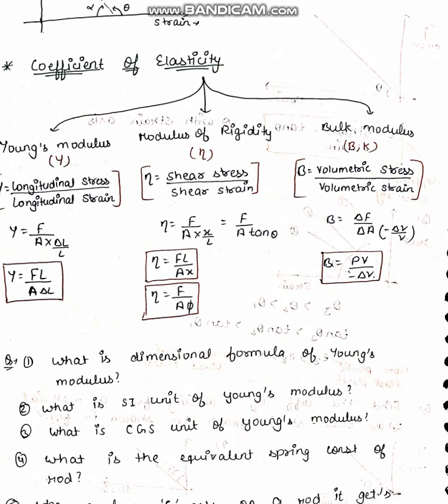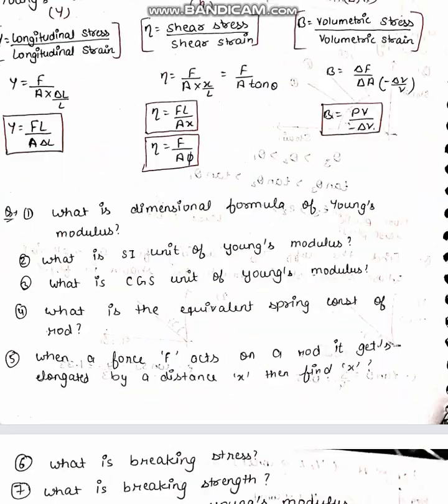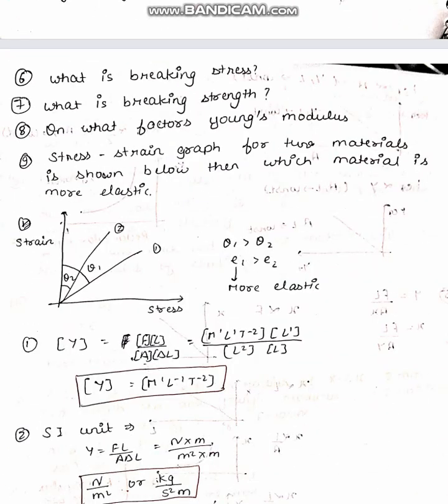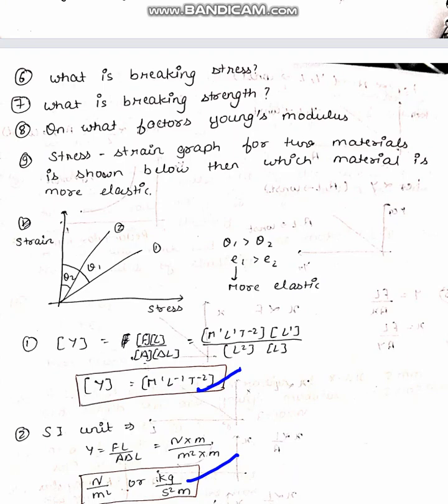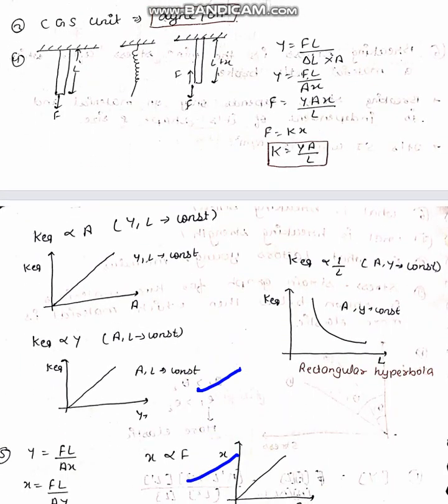The first question is the dimension formula of Young's modulus, then the SI unit and CGS unit. Here the dimension formula is the same as that of pressure, M L minus 1 T minus 2. The SI unit is Newton per meter square. Then we have the CGS unit as dyne per centimeter square.